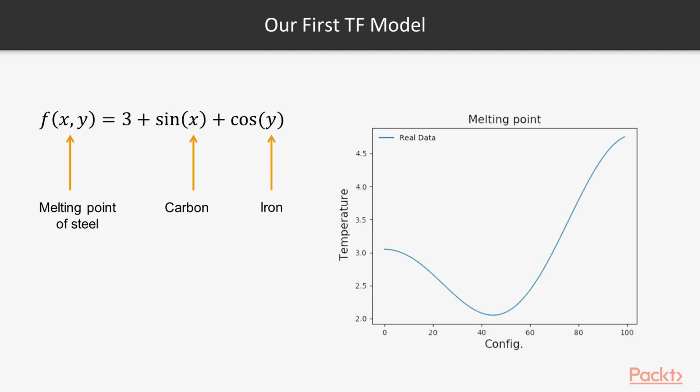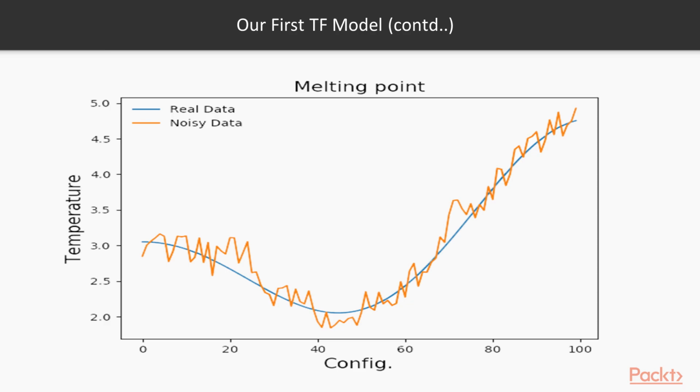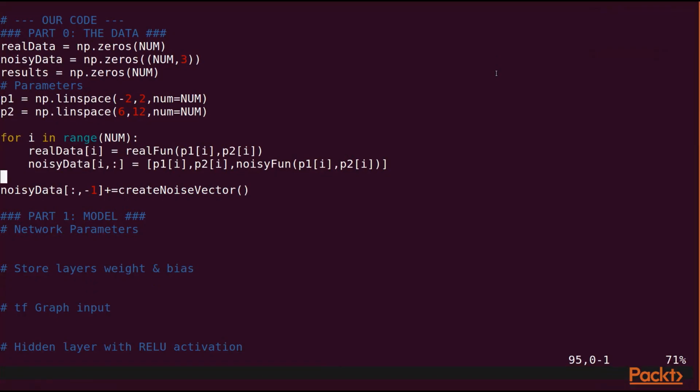This is how the function looks like. But in real life, when scientists measure something directly from nature, it comes with noise, so I will also add noise to the function. Here I define the vectors that will contain the data with some noise, and the results. I also define the parameters that I will use, and I fill here those vectors.